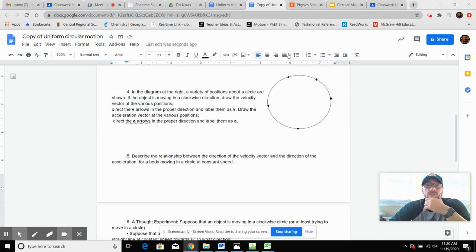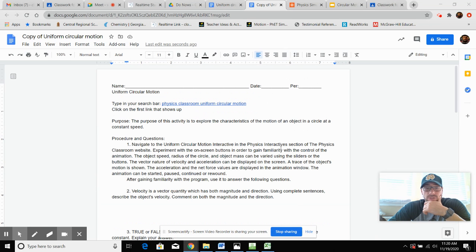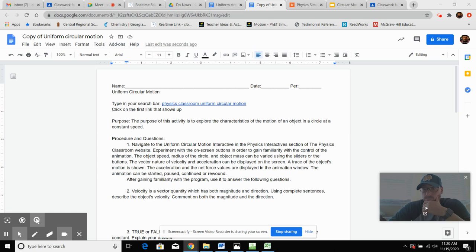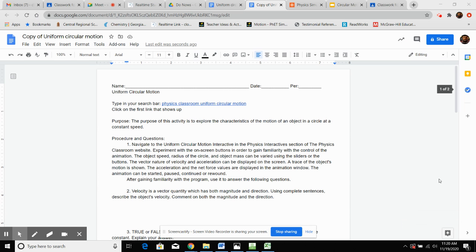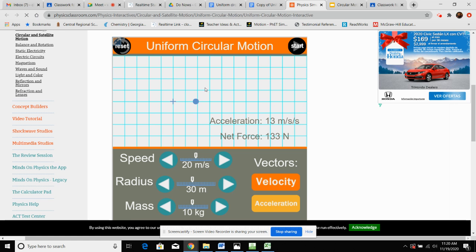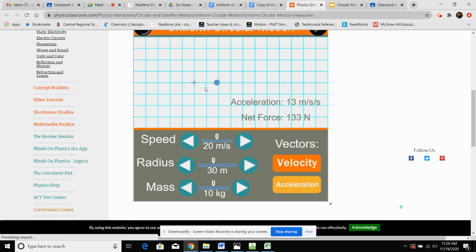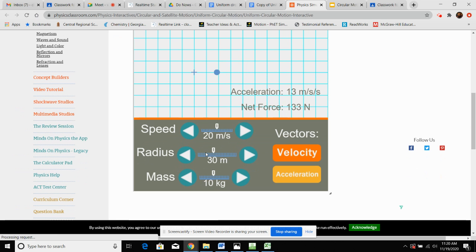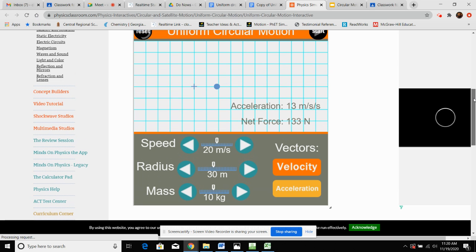Okay, so for our assignment here on uniform circular motion, all right, I posted this, guys, on the classroom. If you click on the link, it's going to bring you to this website, and you can make this bigger if you want. It has a couple of different variables set at certain values.